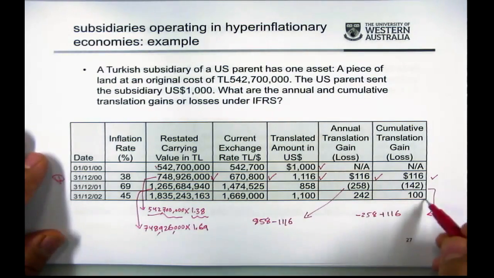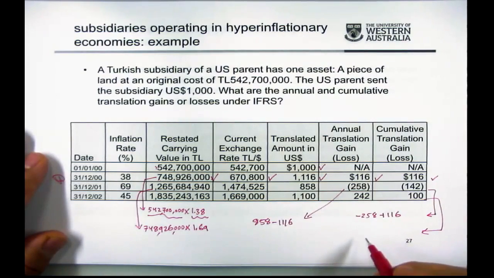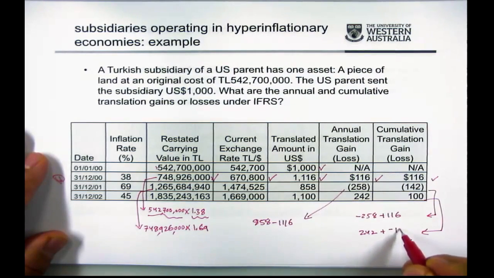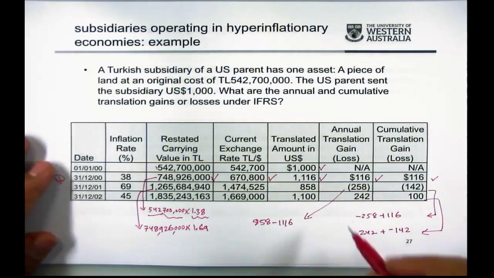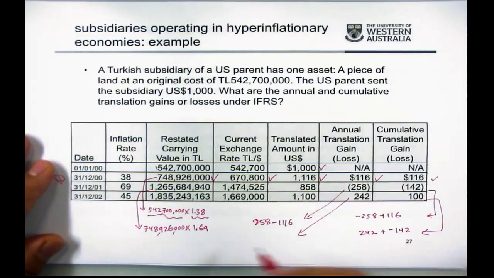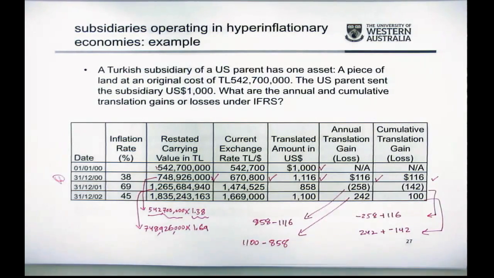So this one is equal to 242 plus negative 142, and this one is equal to 100. Okay? Make sense? Okay, beautiful.